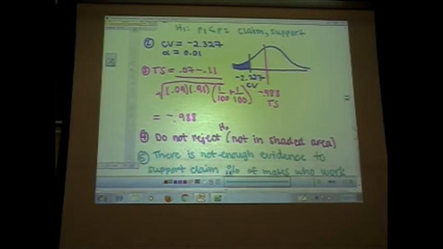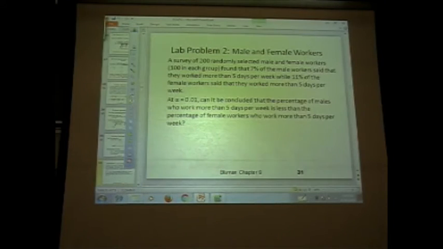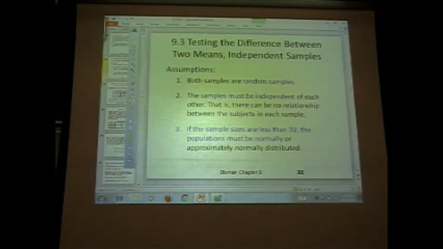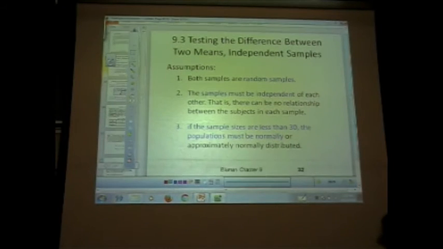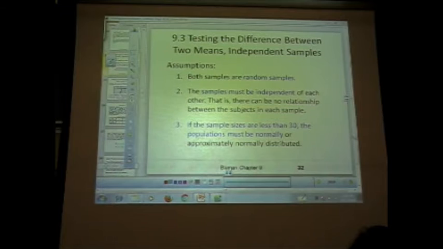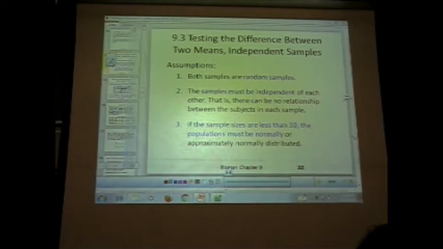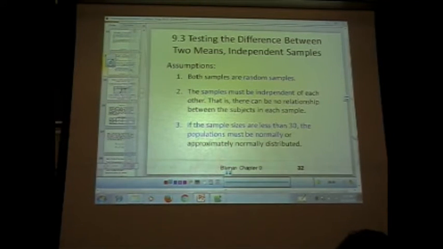Okay, seems like people are done talking, so we're gonna go ahead and go on. I want to talk a little bit about two means. So we just did two proportions. You can also do two means. There are some assumptions. Andrew, go ahead and read this part. Assumption. Both samples are random samples. The samples must be independent of each other, that is, there can be no relationship between the subjects and the samples. If the sample size is less than 30, populations must be minimally or approximately normally distributed.